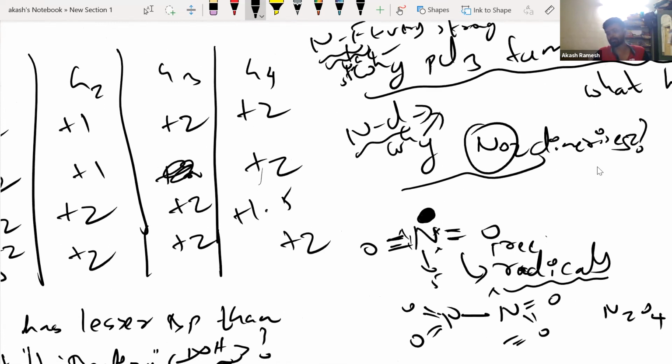I have a few more questions in group 15 itself, but you prepare group 16 and come. Whenever the next class is, group 15 will have a few more questions, as well as group 16.